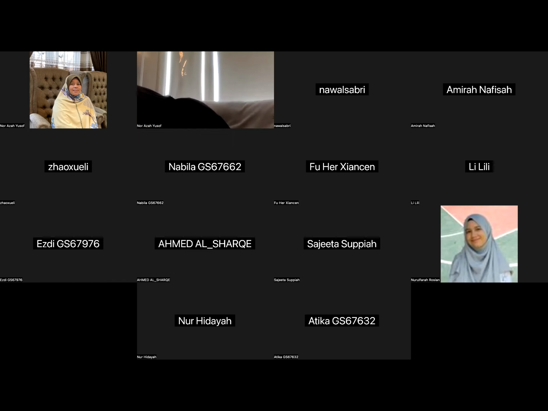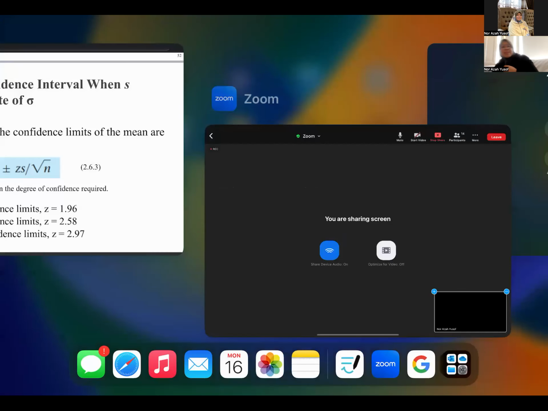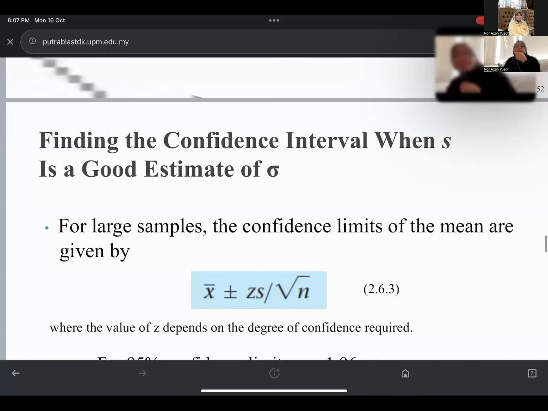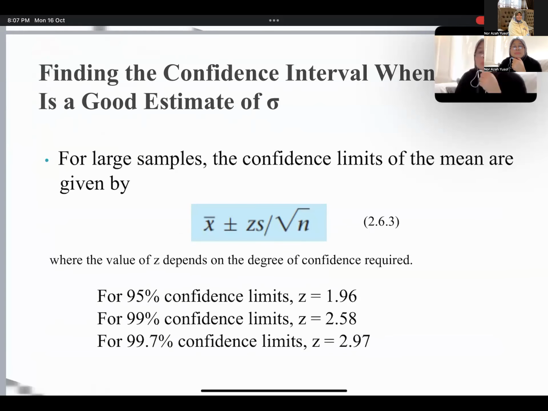Okay, one last one from... I keep forgetting the name for the confidence limit, right? Yeah, Atika. Okay, thank you, Atika. Okay, so I will just share based on what Dr. uploaded in Putabas. Basically, the definition of confidence limits is it shows how accurate an estimation of the mean is.